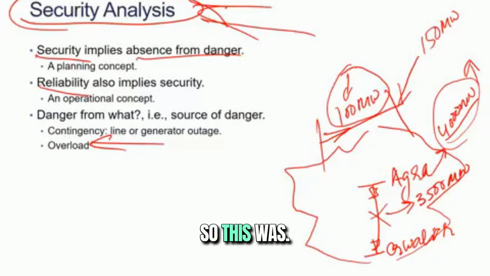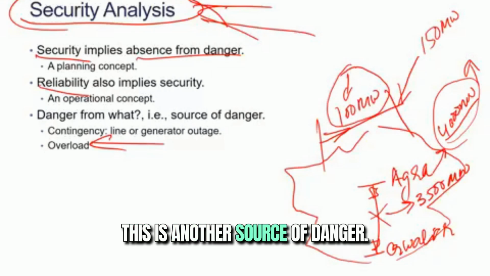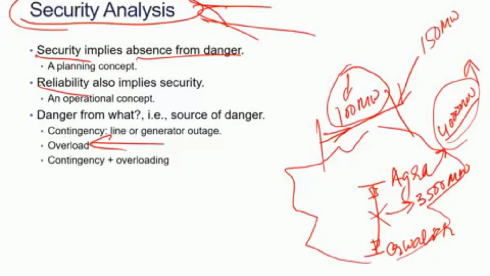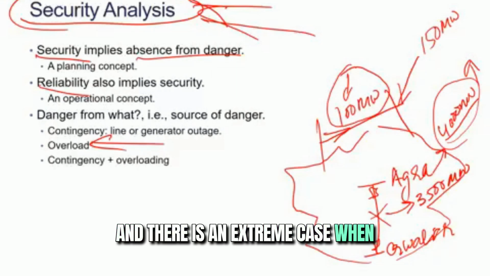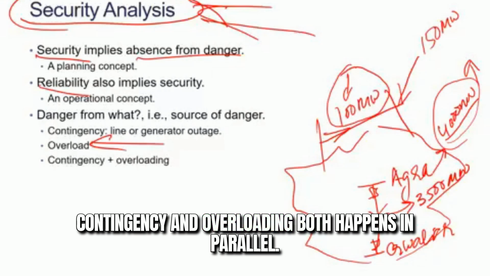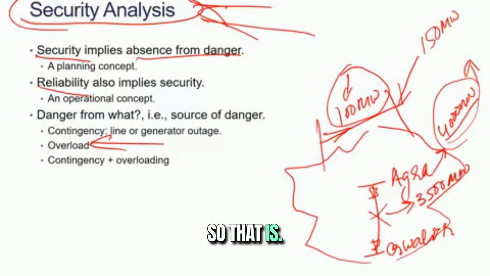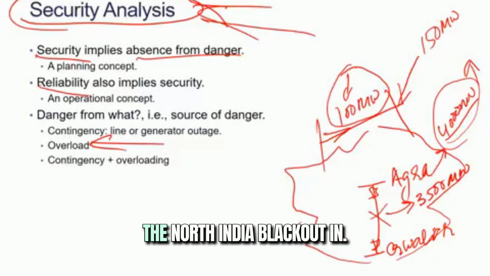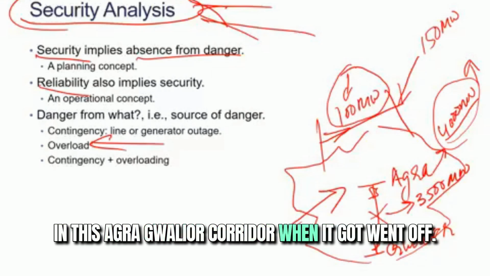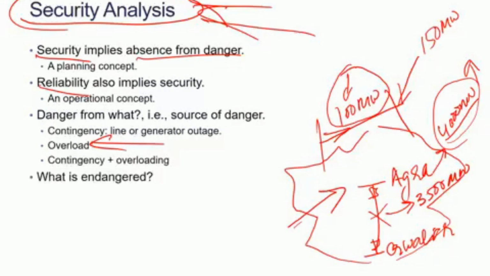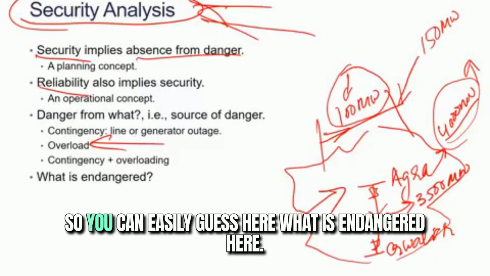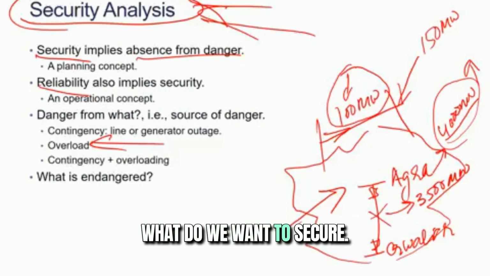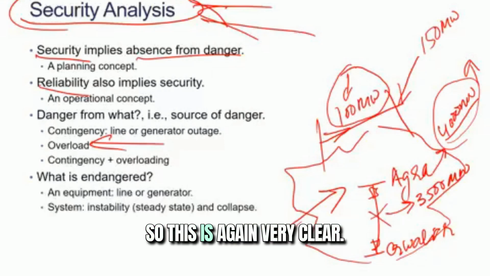Right. So this is another source of danger. And there is an extreme case when contingency and overloading both happen in parallel. That actually happened during the North India blackout in this Agra Gwalior corridor when it went off. So you can easily guess what is endangered here. What do we want to secure? This is again very clear.